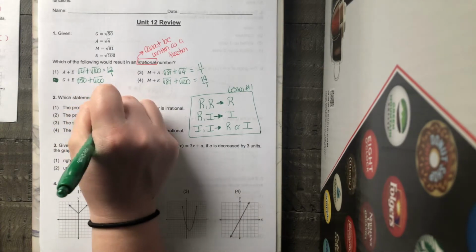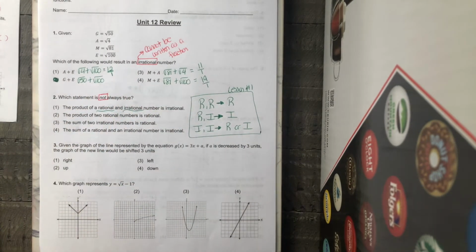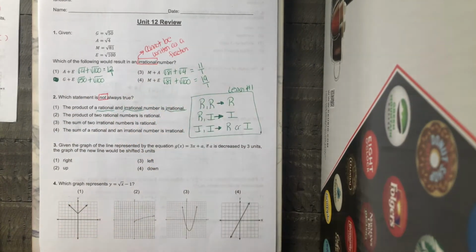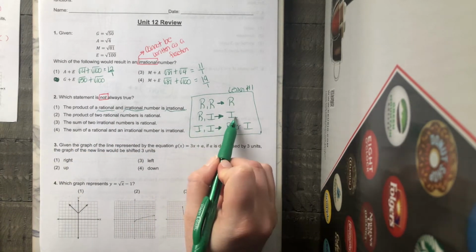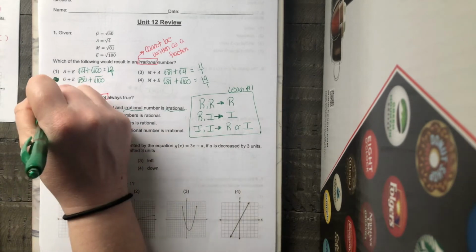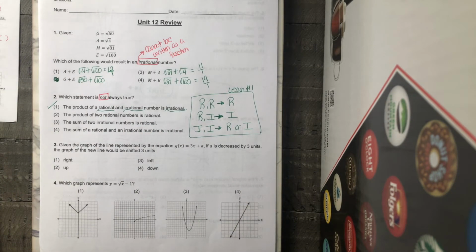So if I have a rational and an irrational, they're saying that the answer should be irrational. Well, let me check. R and I gives me an I. And that's what choice 1 says. Choice 1 is true. I'm looking for what's not true.